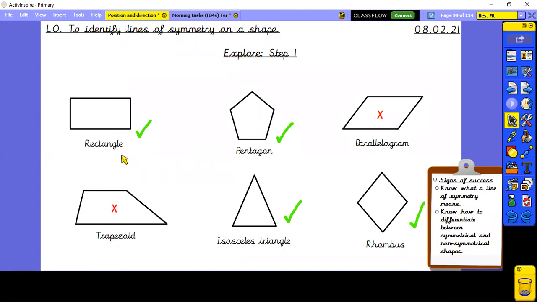And the same with this trapezoid. So if I put my fold down here, once I bring this side over, my folds will be different and therefore it is not symmetrical. However, like we said earlier, these shapes will have identical folds.